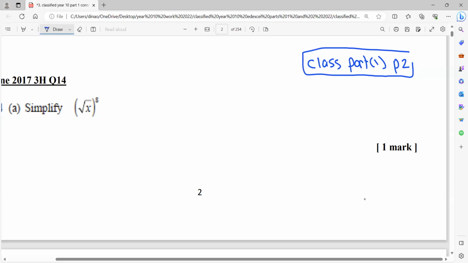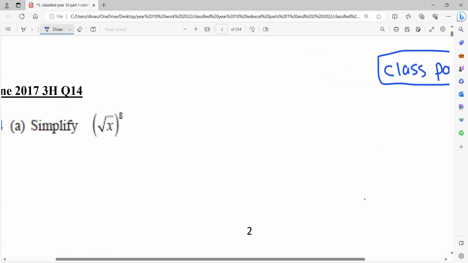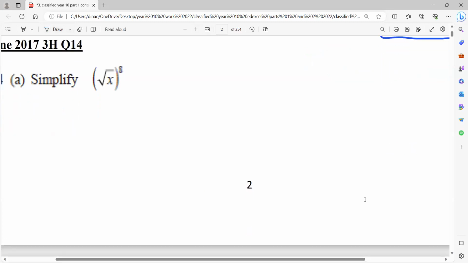I am not one of those who tell you to just divide by 2 right away with a square root. I don't do that at all. I go step by step, because not all questions are that simple. So let's look at the question over here. Here it says simplify the following bracket root x to the power of 8. Identify the item that causes the trouble. This is the item that causes the trouble.